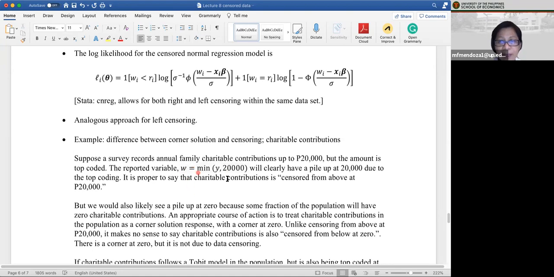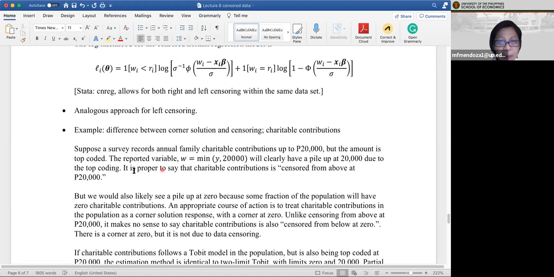So the reported variable W, which is the minimum of Y and 20,000, would clearly have a pile up at 20,000 due to top coding. It is proper to say that charitable contributions is censored from above at 20,000. It is not that you are copying actual charitable contributions, but the way you record them, it is censored from above at 20,000. So the problem here is the way the data is recorded.